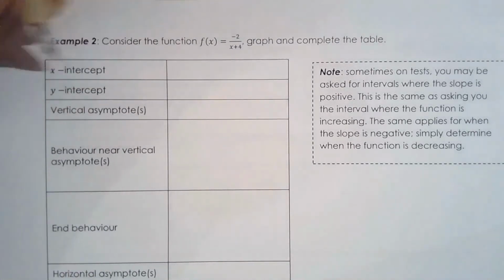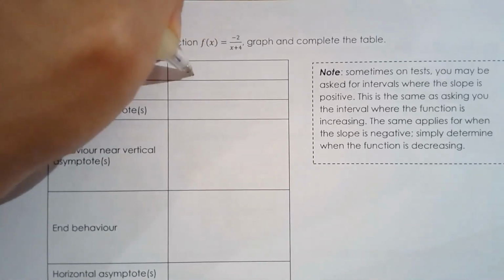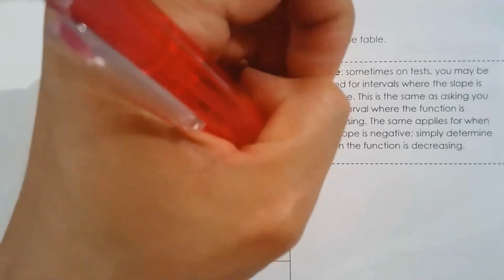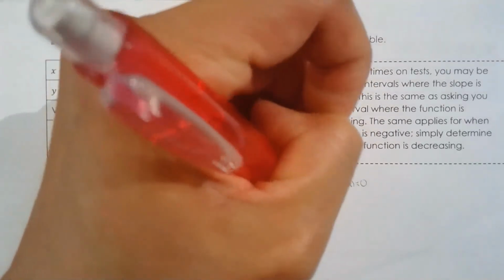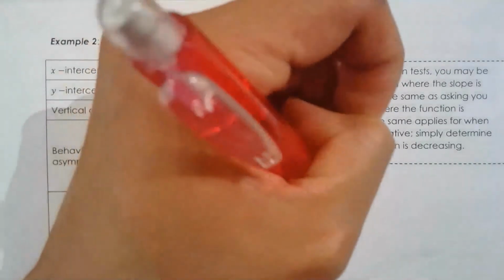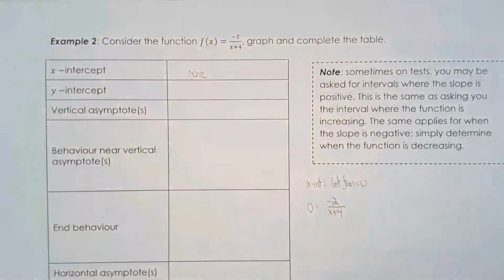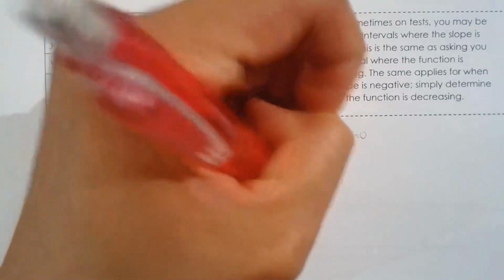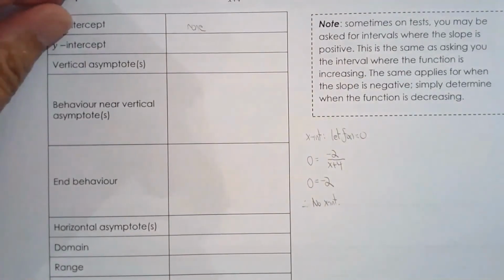Okay, x-intercept: none. How do I know it's none? Well, how do you find the x-intercept? Let f of x equal 0. That's what you learn in grade 9: let y equal 0. If I let f of x equal 0, you get this equation here. And if you try to solve for x, you get 0 equals -2. What? Which means this is an inconsistent equation. Therefore, no x-intercept.